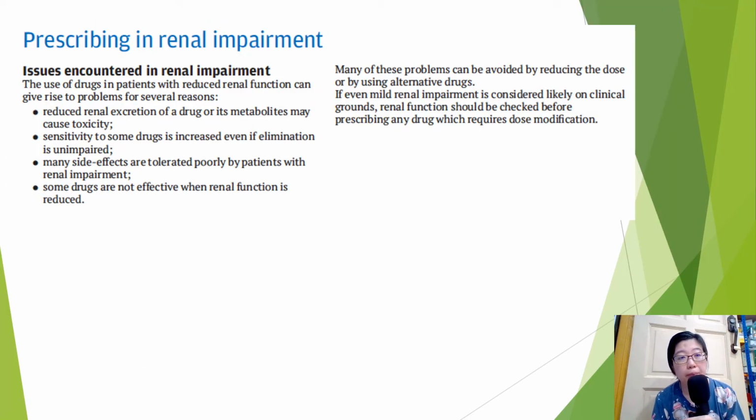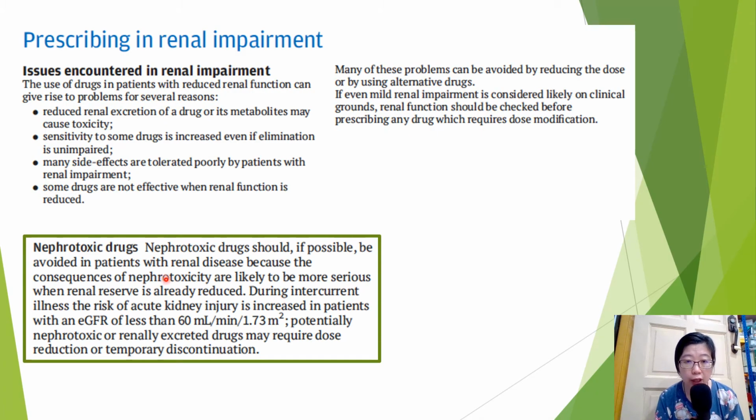Now we'll look at the impact of renal impairment on prescribing issues. Again, this is from the BNF. Some side effects are poorly tolerated. Some drugs are not effective. Reduced excretion may cause toxicity because there's too much accumulation of the drug in the body up to a toxic dose, right? Some might have increased sensitivity. Again, similar to the general principle, sometimes you might need to reduce the drug dose, and sometimes you might just use an alternative.